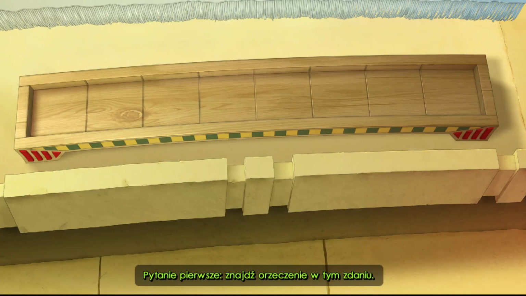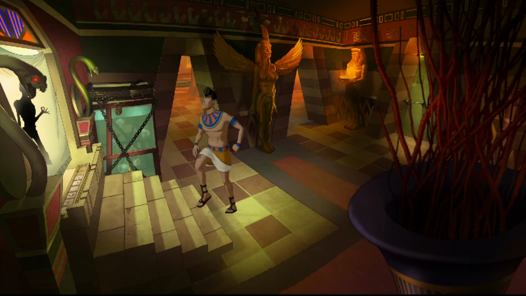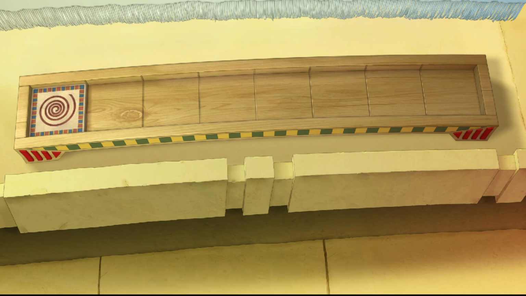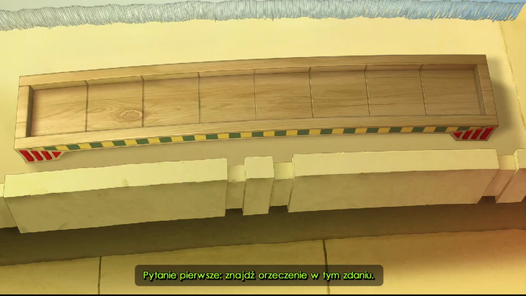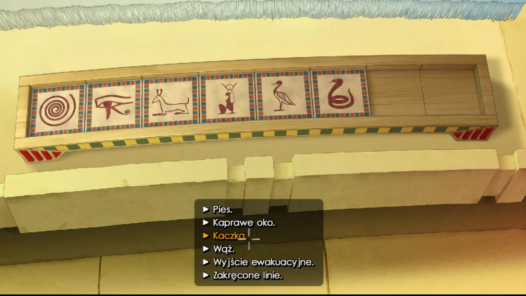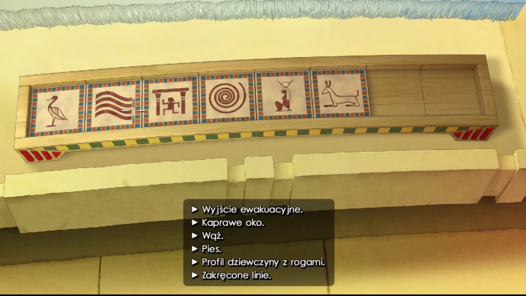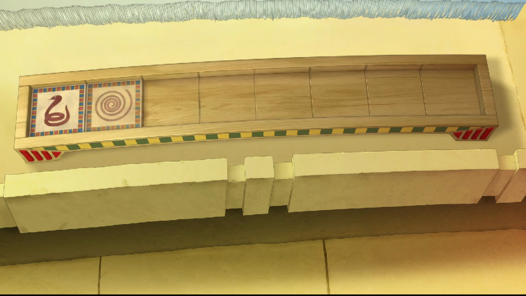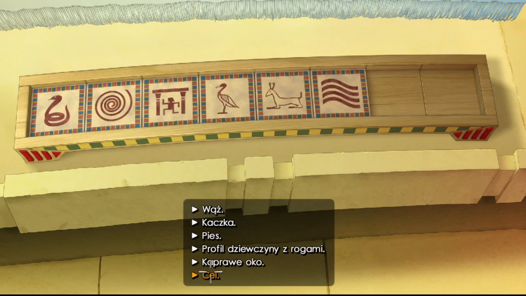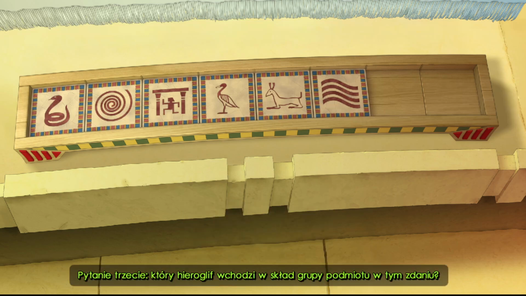First question. Identify the main verb in the... You win. I'm ready. First question. Wrong! First question. Identify the main verb in the following sentence. Error. You. First. Not bad. Second question. What is the direct? Good. You have chosen wisely. Third question. Which hieroglyph?